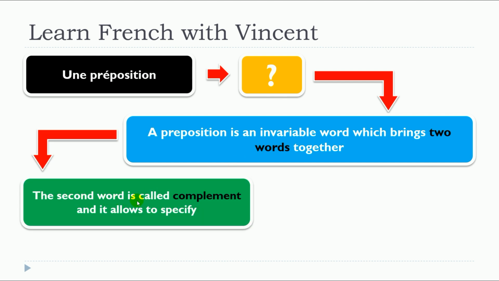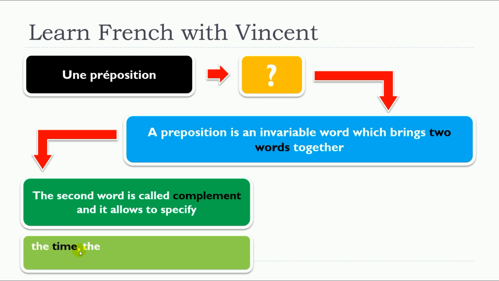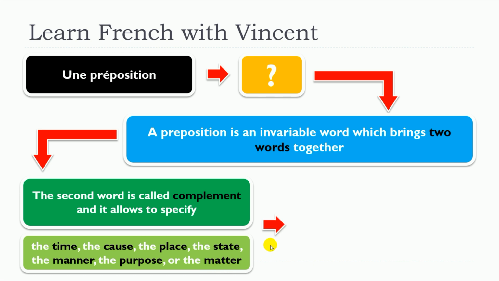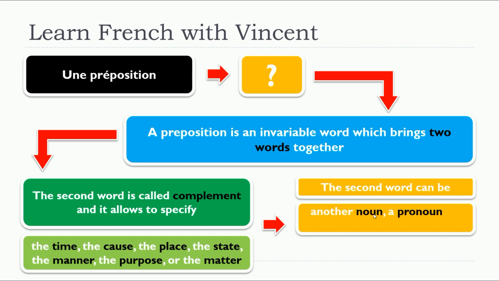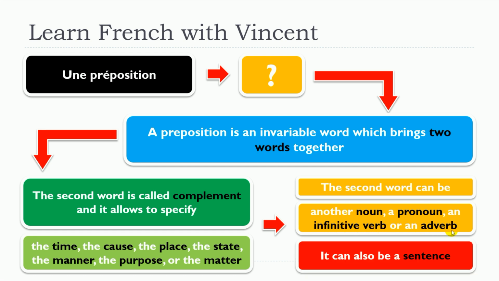Well, a preposition is an invariable word which brings two words together. The second word is called complement, and it allows to specify the time, the cause, the place, the state, the manner, the purpose, or the matter. The second word can be another noun, a pronoun, an infinitive verb, or an adverb. And last but not least, remember that this complement can also be a sentence.